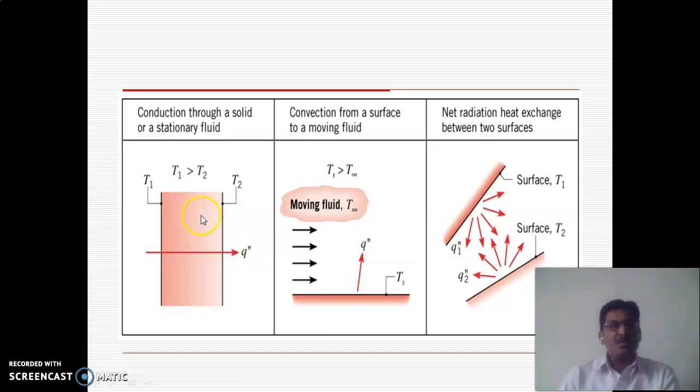In the conduction mode of heat transfer, we can find the heat transfer rate by using Fourier's law of heat conduction. In the convection mode of heat transfer, you can find the heat transfer rate by Newton's law of cooling, while in the radiation mode of heat transfer, we can find the rate of heat transfer by using the Stefan-Boltzmann law.